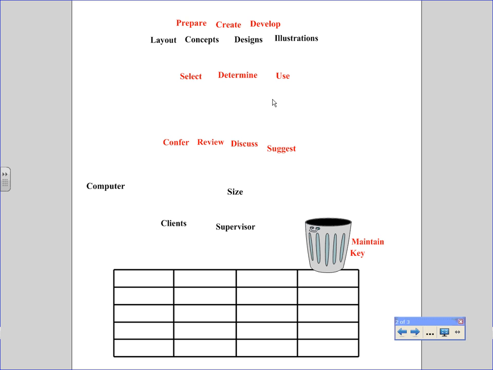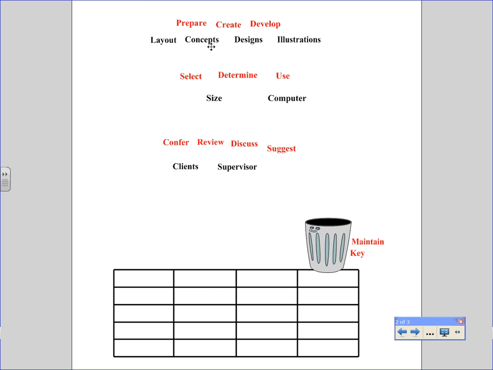Okay, select, determine, and use. Well, you probably use a computer, and you probably select and determine size. That makes sense. And you probably confer or review and discuss with clients and supervisors. So now our black nouns are paired up with our red action verbs. Some words on your word sort could go in more than one place. Like you could say you select and determine illustrations.